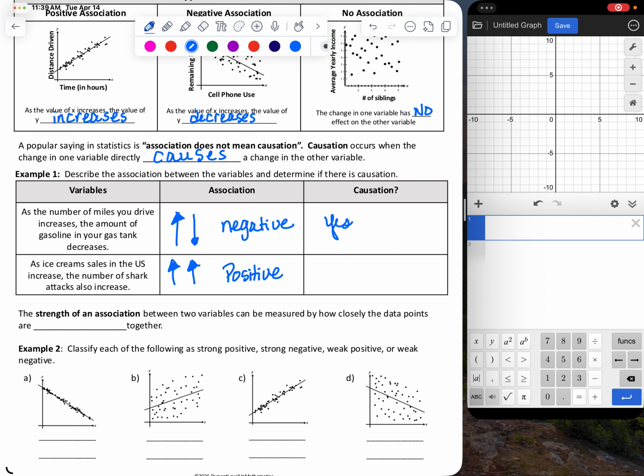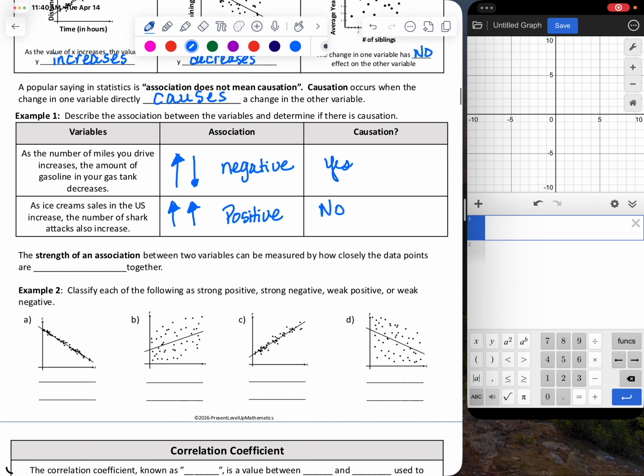Are the increasing ice cream sales causing the shark attacks to go up? And we could say no. We don't know for sure what's causing it, but it probably has something to do with ice cream sales being higher in the summer, and in the summer there's more swimmers in the water, therefore there are more shark attacks in the summer. So even though they're associated positively, there's no causation.